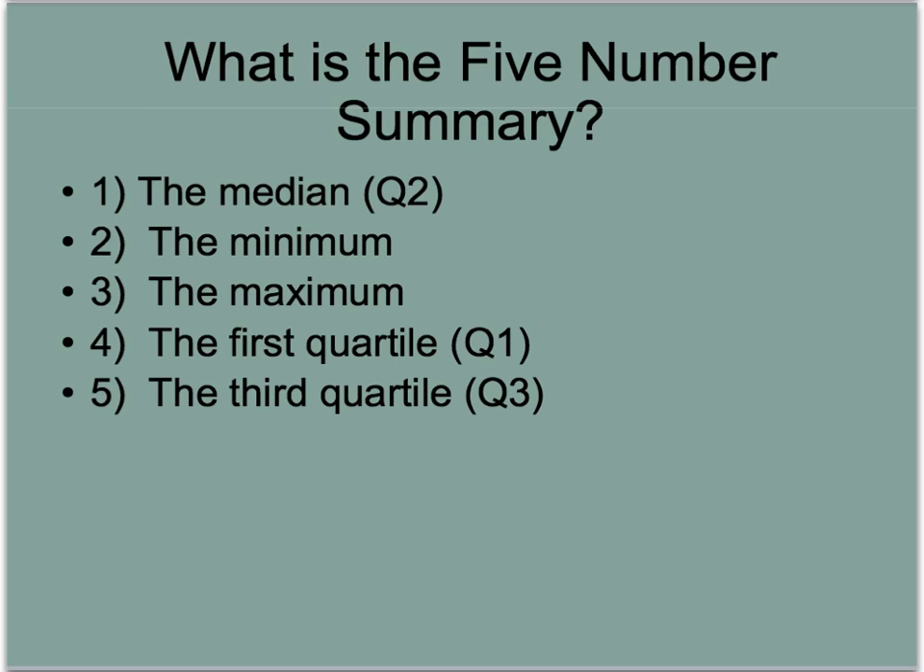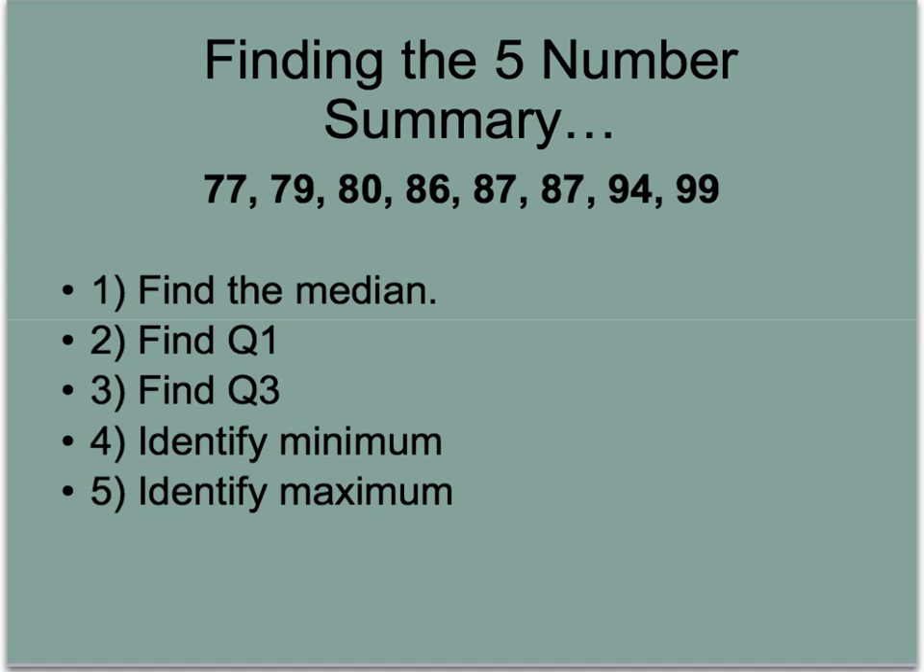The quartiles divide the data into quarters. And quartile 1 is really the median for the lesser half of the data, and quartile 3 is the median for the greater half of the data. And you'll see what I mean by that when we do an example problem. So for the following list of data, I would like to find the 5-number summary. So first I need to find the median.